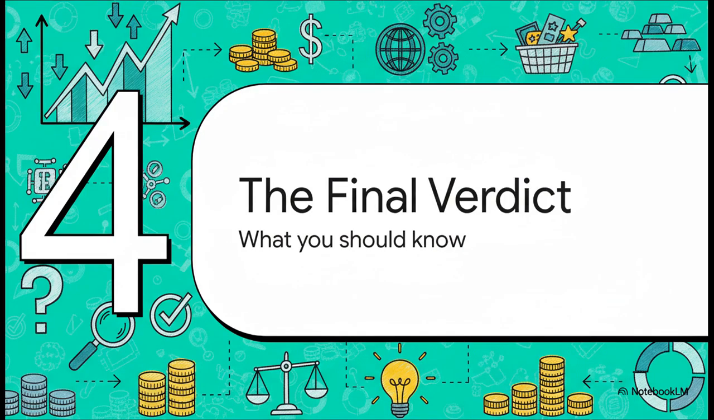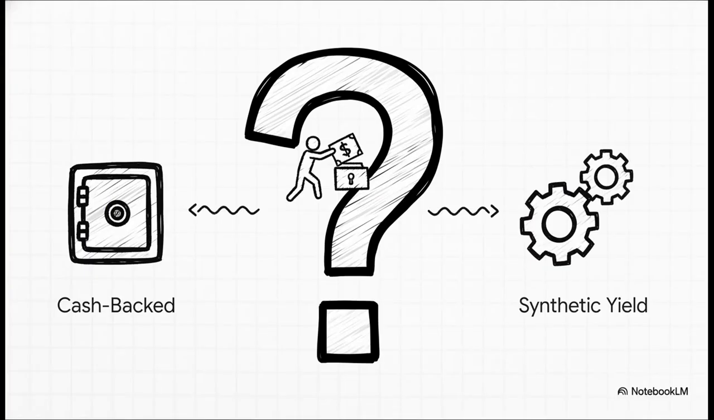Okay, we've been through a lot. We've looked at the top, the middle, and the bottom of the rankings. So, what's the final verdict? What should you actually take away from all of this? First, and this is the big one, not all stablecoins are the same. Not even close. The name stable can be really misleading.